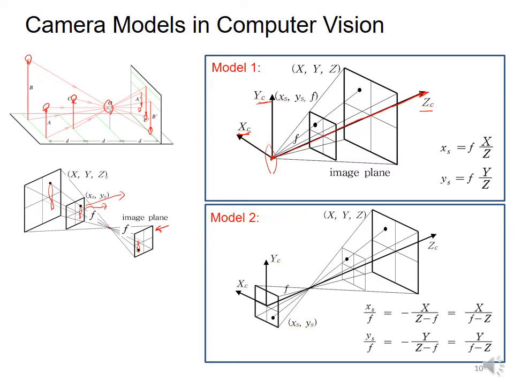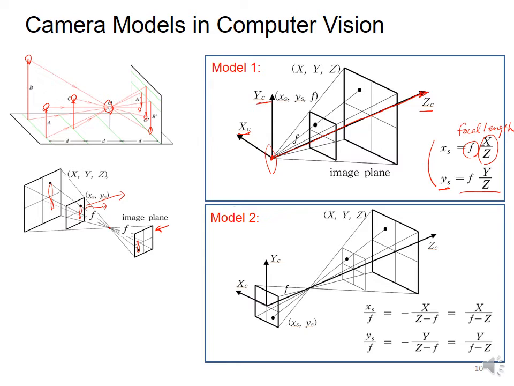At this time, the coordinate value when an arbitrary 3D point is projected on the image plane is expressed by these equations. The x image coordinate is x divided by z multiplied by the focal length. Ys can be achieved like this. It's quite a simple equation.